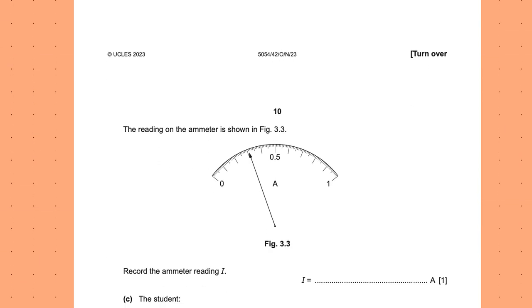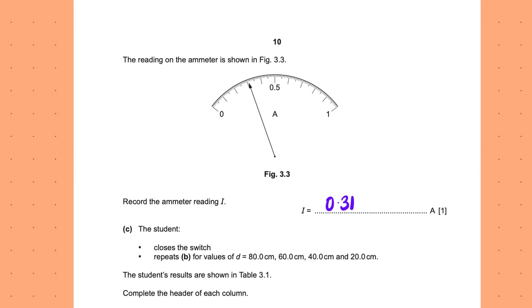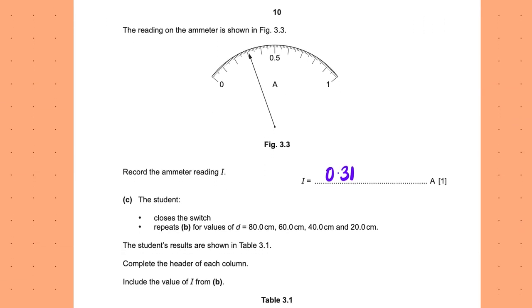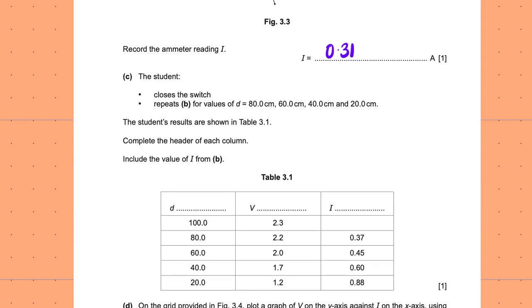So the reading on the ammeter is now given. So this is from 0 to 0.5. So this must be 0.1, 0.2, 0.3. This is 1 after that. So this is going to be 0.31 amperes. The student closes the switch, repeats the values of D for 80, 60, 40, 20. Students' results are shown. Complete the header of each column and include the value of I from part B. Let's do that first. So this is 0.31.